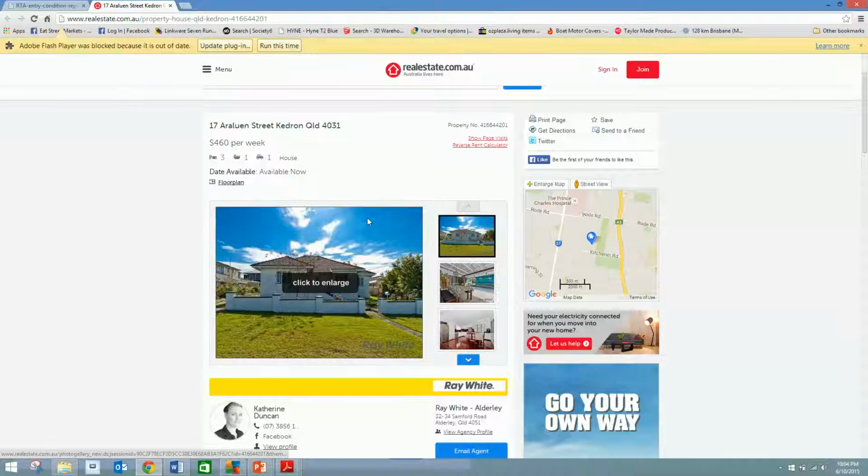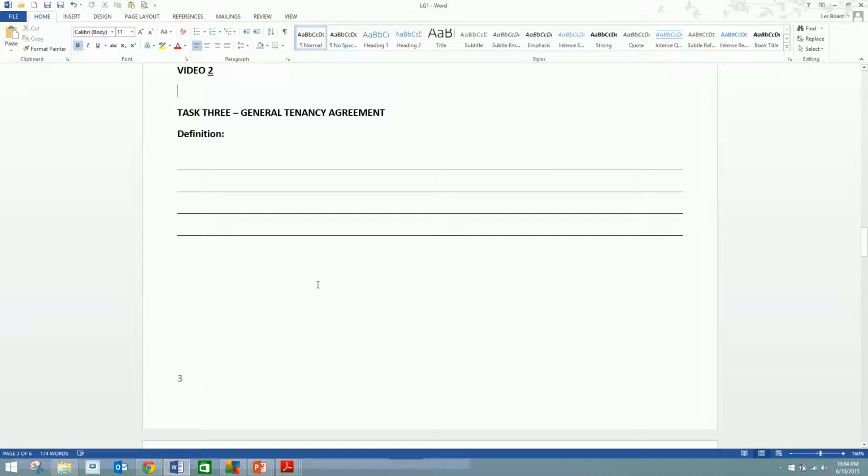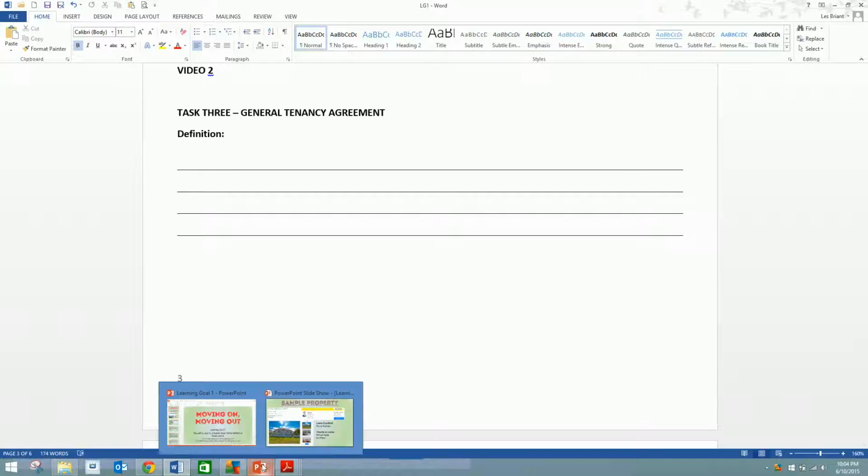So what we're going to do in your booklet is the general tenancy agreement definition. Okay, so we're going to look at what a general tenancy agreement is, and then I'll show you the form and we'll do an example of it, and you'll fill that out in your booklet too.